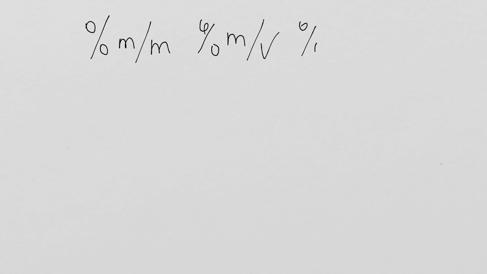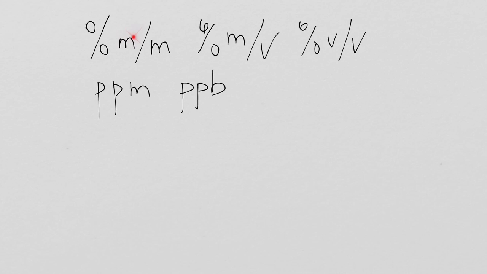So at this point we have talked about percent mass over mass, percent mass over volume, percent volume over volume, ppm, ppb, and all those have to deal with either mass or volume of solute dissolved in a volume of solution. ppm and ppb is just a type of mass solution. But at this point, we're going to go into molar concentration.